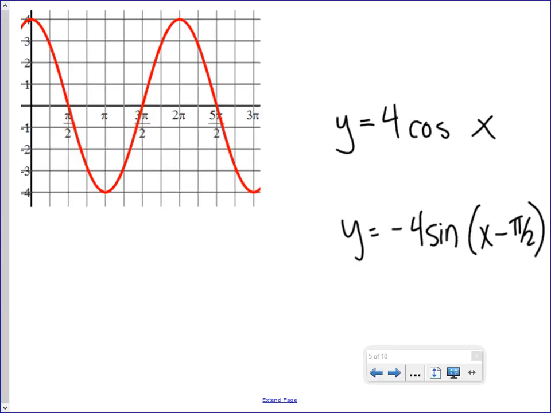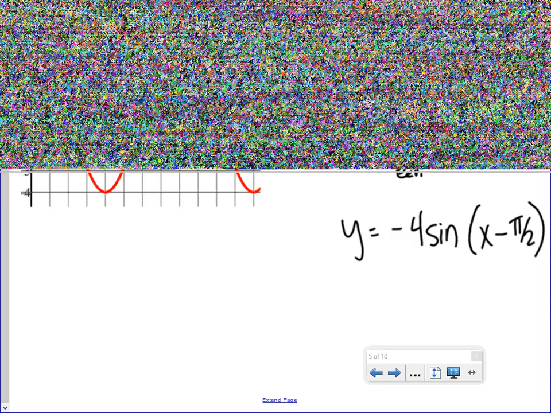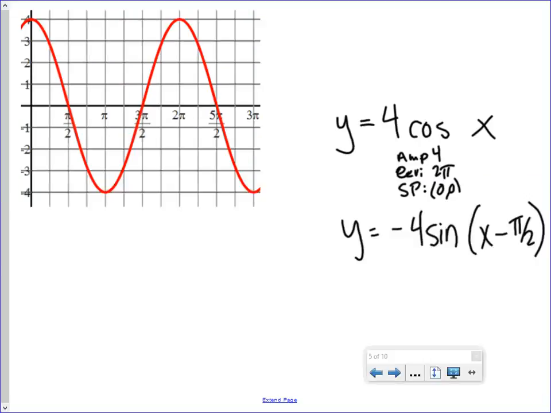Out there? Okay, so let's verify if these things actually work. For Trevor's group, they said 4 cosine x, so we know the amplitude is 4. Our period would be 2 pi, and our starting point would be 0, 0. Okay, so we're looking at the frame right here, starting at 0, 0. I've got an amplitude of 4. I agree with that.